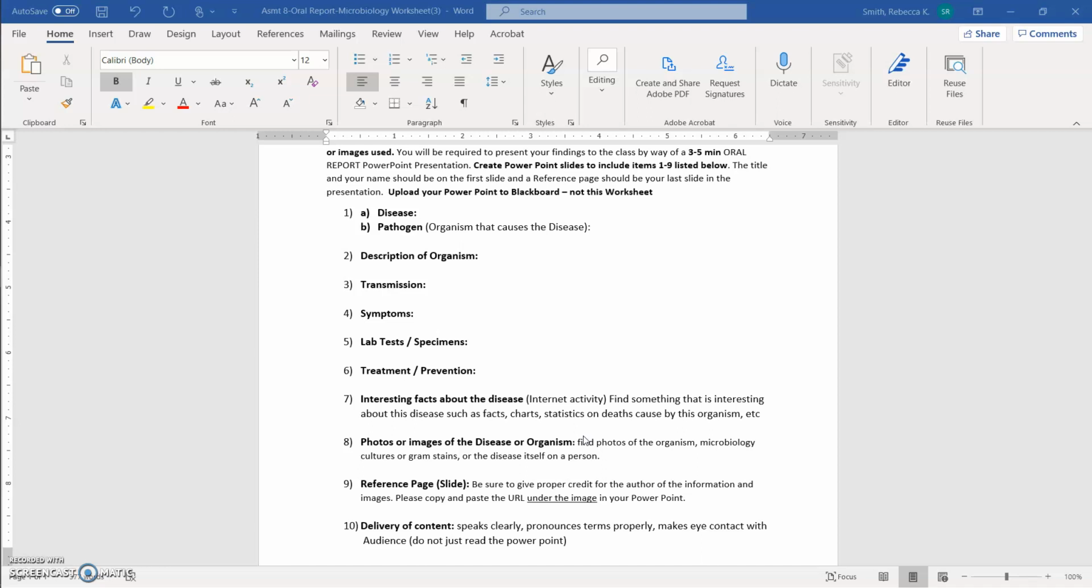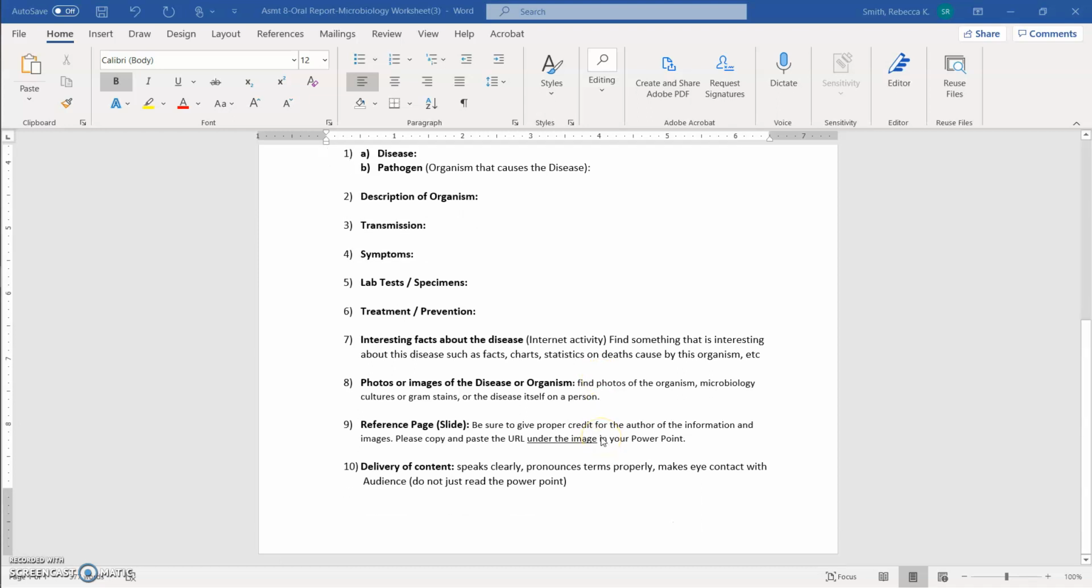Any types of photos or images you could find, make sure that you give credit for where you found them, whether it be a website or something like that. You're going to have a reference slide in your PowerPoint towards the end stating where you found your information. You're also going to get 5 points for the delivery of the content. Are you speaking clearly? Are you saying the terms properly? There's a lot of places online where you can type in the organism and it can tell you how to say it. You want to make eye contact with the audience, not just reading off the PowerPoint, for example.